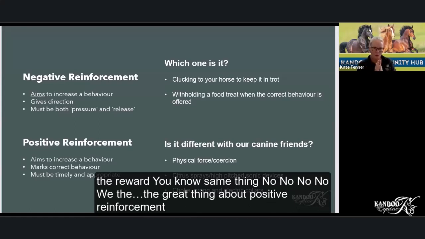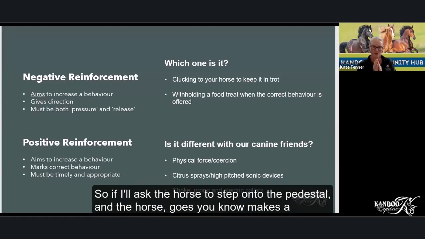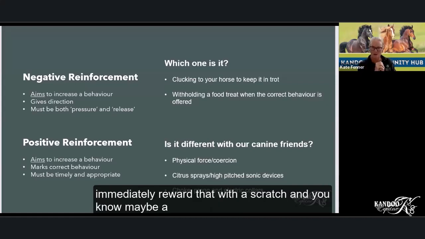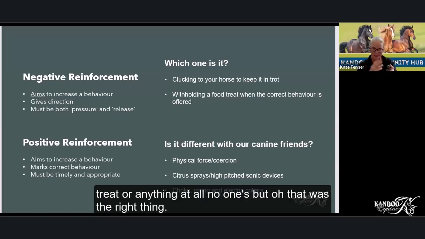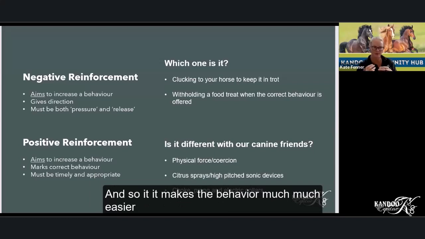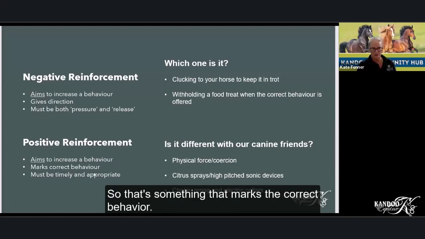The great thing about positive reinforcement and adding that is it really marks the behavior. So if I've asked the horse to step onto the pedestal and the horse makes a little effort towards that and lifts its foot, maybe touches the pedestal with its foot, then I can immediately reward that with a scratch and maybe a treat or anything at all. And the horse goes, oh, that was the right thing. So yes, I've released pressure, but I've given that second signal saying, yes, that was exactly what I want. Good horse. And so it makes the behavior much, much easier to teach, and makes it much clearer for the horse. So that's the thing, it marks the correct behavior.